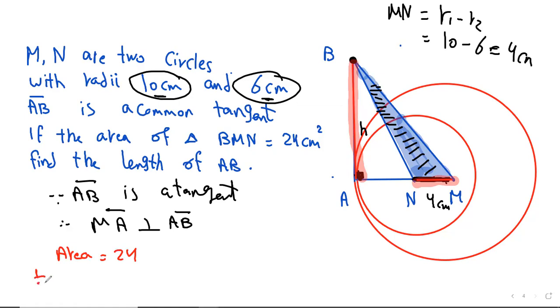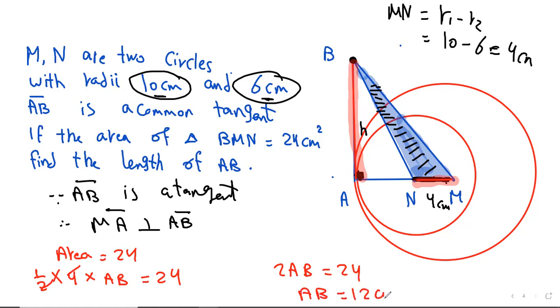The area is half multiplied by base multiplied by height: half times 4 times height AB equals 24. So 2AB equals 24, so AB equals 12 centimeters.